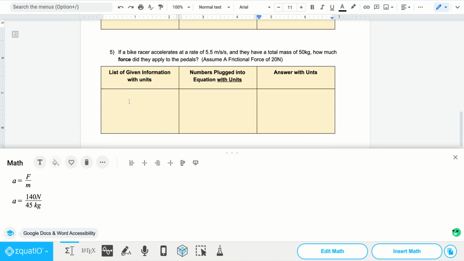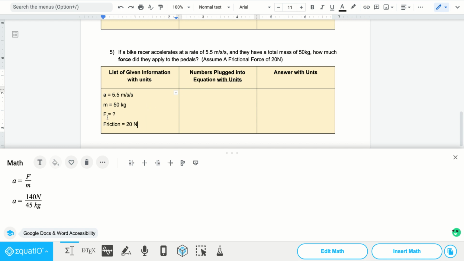All right, number 5, we have a bike racer accelerating at 5.5 meters per second. They have a total mass of 50 kilograms. How much force do they apply to the pedals? And we're assuming that there is a frictional force that is equal to 20 newtons. So we have to take that into account.